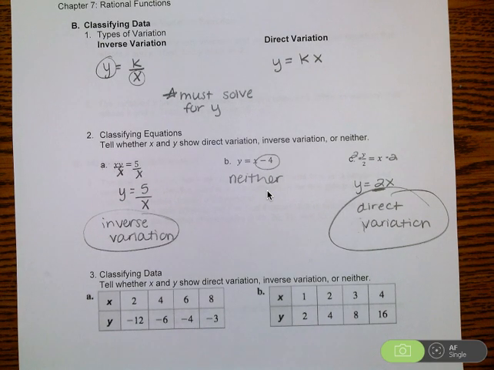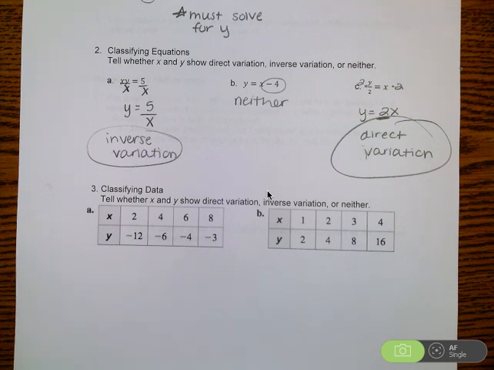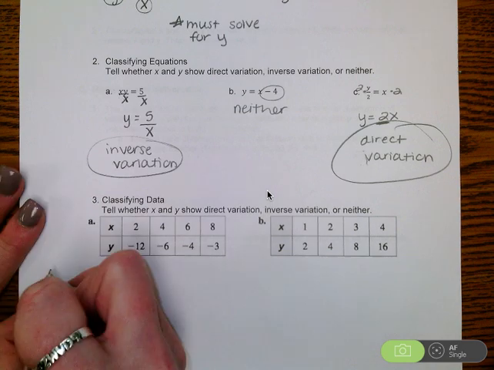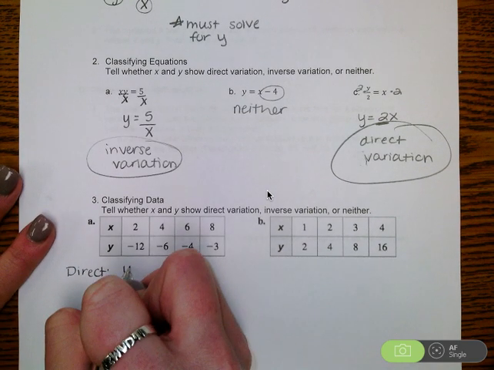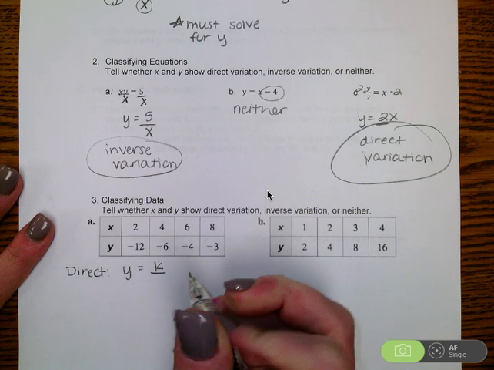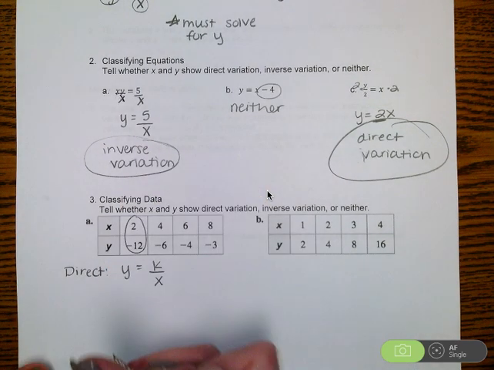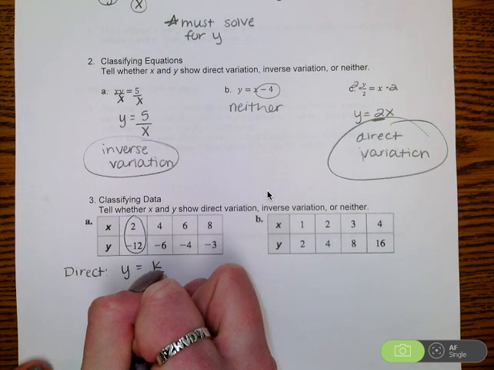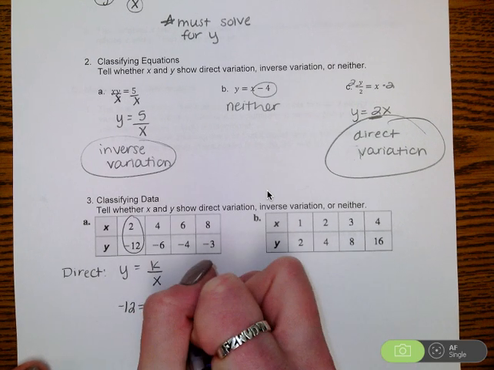Same thing on this one. We got to determine if they're direct, inverse, or neither. But we're given a table of values instead. Okay, so we're just going to have to test it. So let's say you think that it's direct. If it's direct, then that means that the y value is going to be some kind of constant divided by x. And we don't know what that constant is, but we can figure it out because we're given multiple x and y values. So if the y value is 12, then that means that the x value is 2.